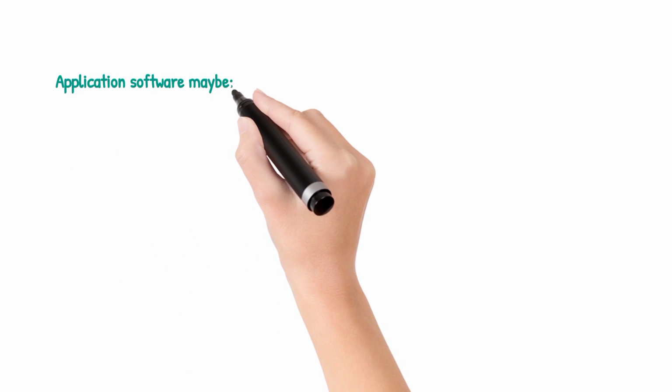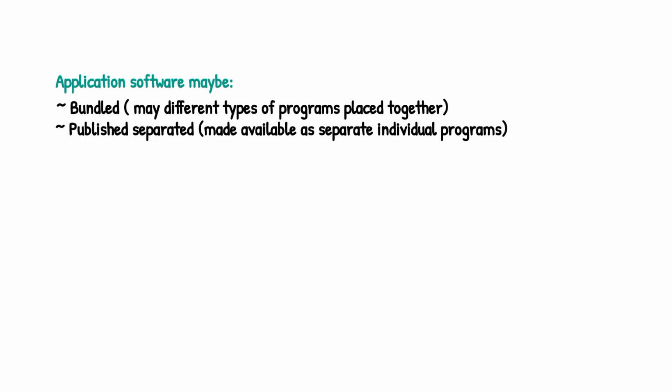Application softwares may be bundled or they may be published separately. When we say an application software may be bundled, we mean that the different types of softwares may be sold or placed in one package together as users are gaining access to them. And when we say application software may be published separately, we mean these application softwares are made available as separate individual programs.